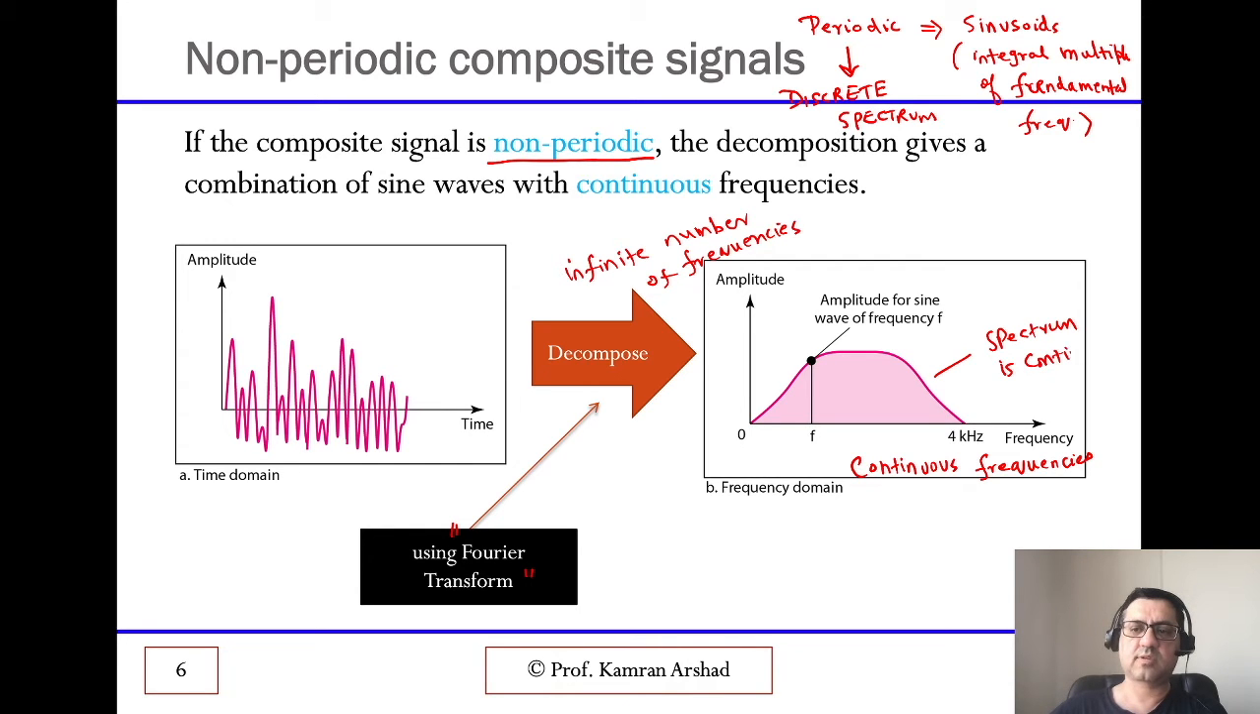You know the difference between continuous and discrete. Continuous means I cannot count how many frequencies there are. For example, in this case, on the frequency axis, frequencies start from 0 and go all the way up to 4 kilohertz, which is a typical spectrum of an audio signal. Because the spectrum is continuous, this audio signal is a non-periodic signal. It has frequencies from 0 up to 4 kilohertz, and we cannot count how many frequencies there are.